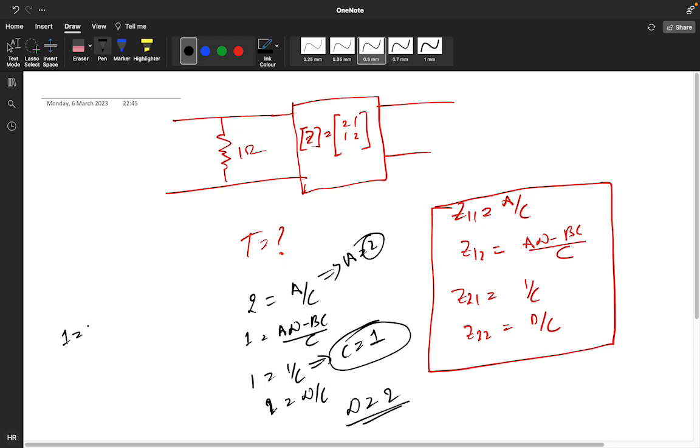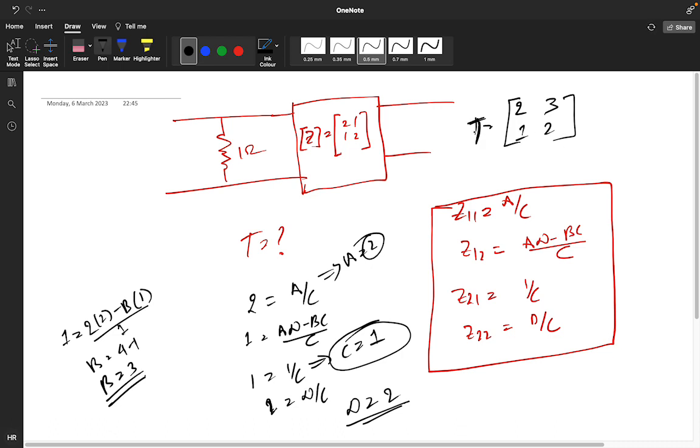So you got A as 2, you got D as 2, but you didn't get the value of B, but you know the value of C as 1. So what value are you getting? B is equal to 4 minus 1, so B is 3. What is your T network then? A, B, C, D. Tell me the value of A: 2. The value of B: 3. And C is 1 and D is 2. So this is your T network.